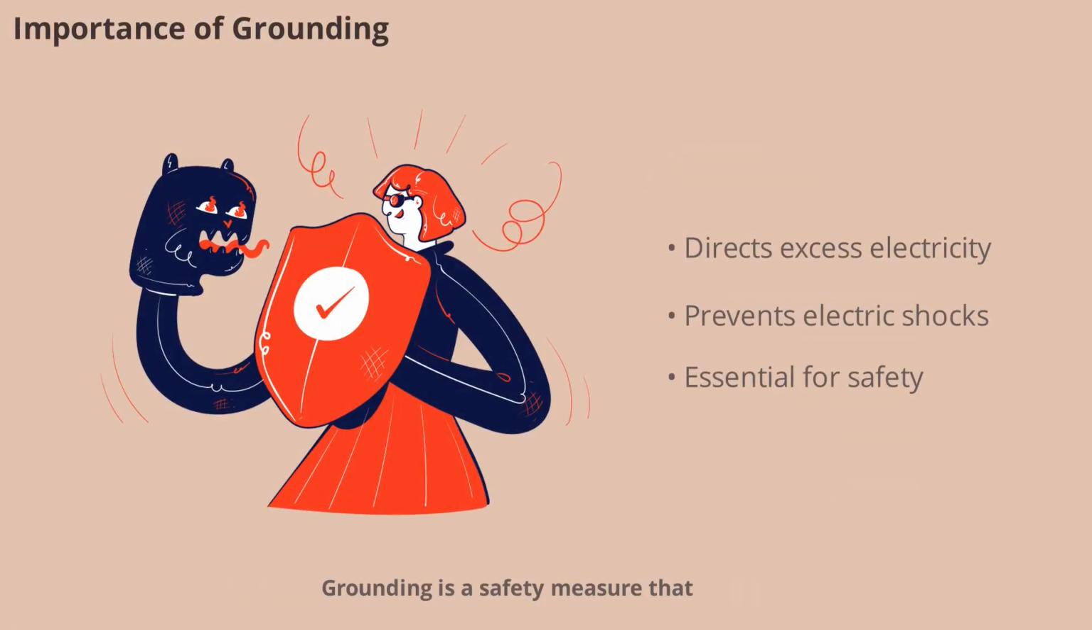Grounding is a safety measure that directs excess electricity safely into the earth. It protects people and equipment from electric shocks and damage caused by lightning or faults. Proper grounding is essential in all electrical installations, ensuring a safe environment for everyone.